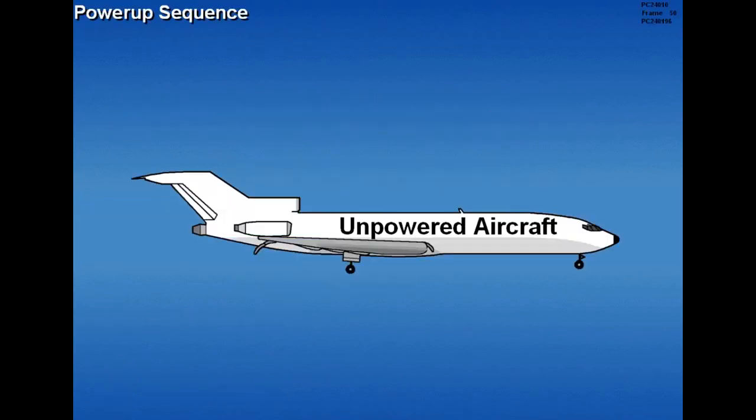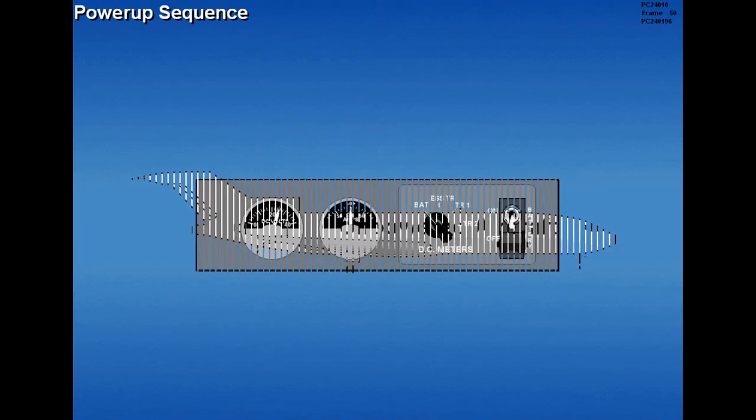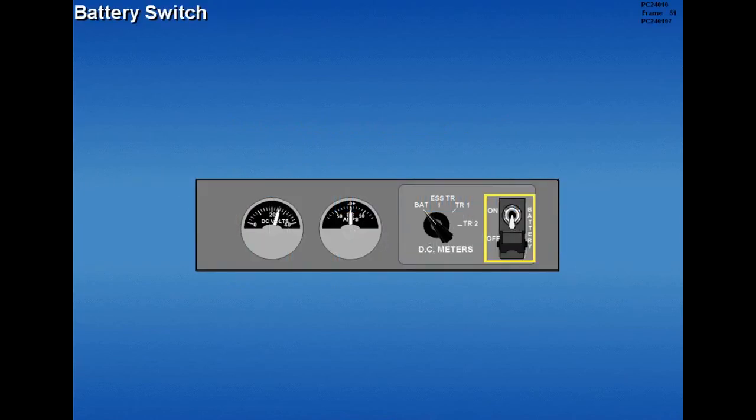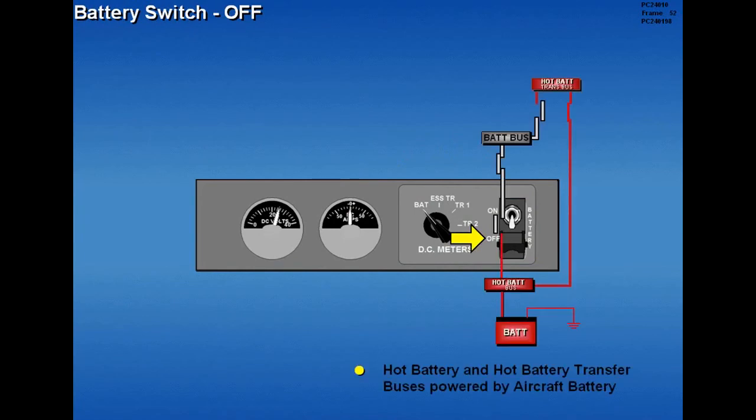This section will describe normal operation of the electrical system by showing the sequence of indications associated with applying power to an unpowered aircraft. The battery switch controls power from the battery to the battery bus. With the battery switch in the off position, the hot battery and hot battery transfer buses are powered by the aircraft battery.